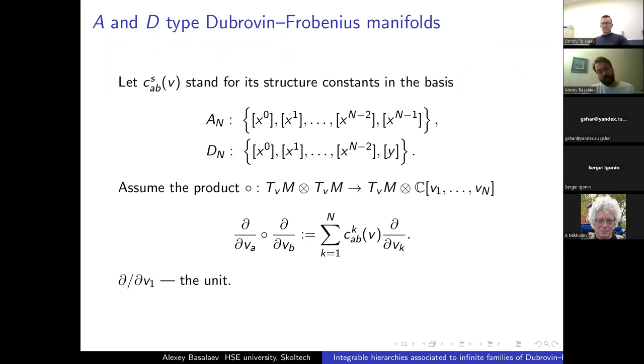Well, then you associate now the structure constants. The structure constants c_{ab}^s that depend on a point, that depend on V, will be the structure constants of the algebra A_V, written in this basis. And then you define the product in the tangent space to our M, to what will get a Dubrovin-Frobenius structure. You define the product, this product circ, exactly with the same structure constants. Okay.